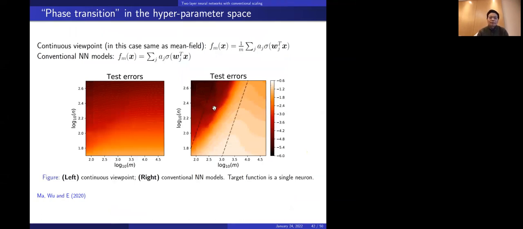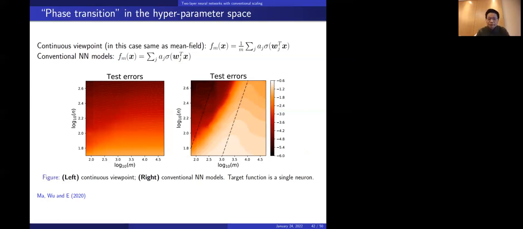And if you look at how the test error behaves in the space of hyperparameters, m and n, log m and log n, you see there's almost a phase transition. There are two phases: a bad phase for which the error is big, and a good phase for which the error is small. So that shows that the error depends sensitively on the choice of the hyperparameters. If you're not lucky and don't choose your hyperparameters in the right regime, then the behavior would be bad.